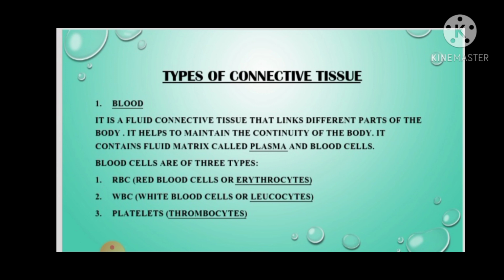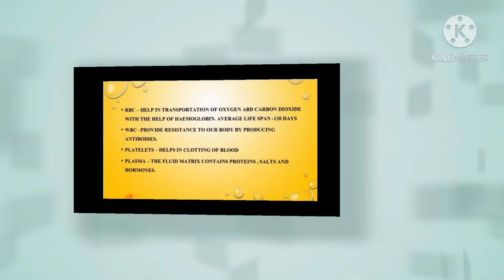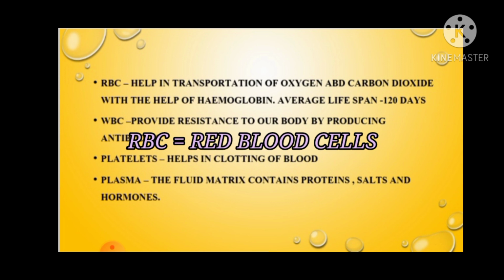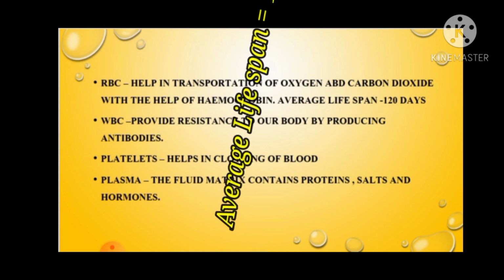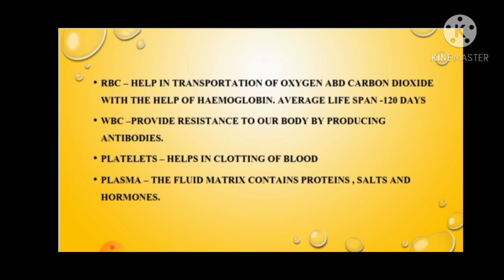Blood cells are of three types: RBC or red blood cells or erythrocytes. Second is WBC, white blood cells or leukocytes. And third is platelets or thrombocytes. RBC, the full form is red blood corpuscles. And what is its function? It helps in transportation of oxygen and carbon dioxide with the help of hemoglobin. And what is its average lifespan? It is 120 days.